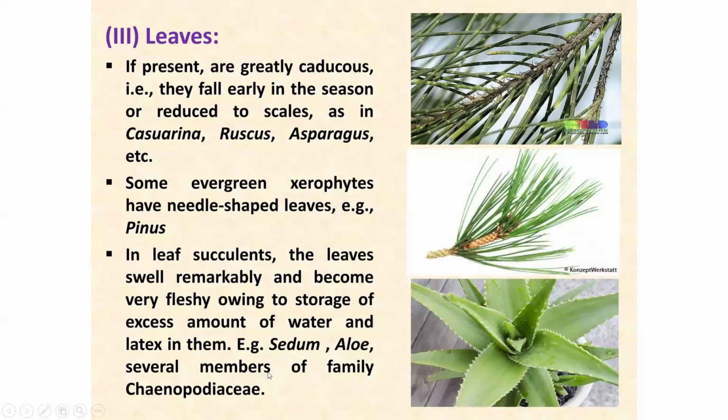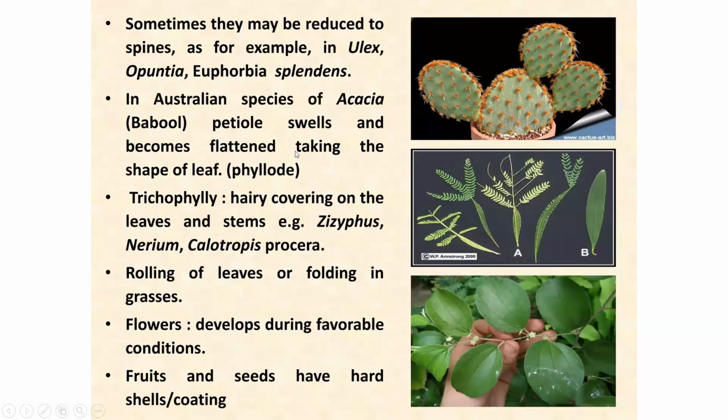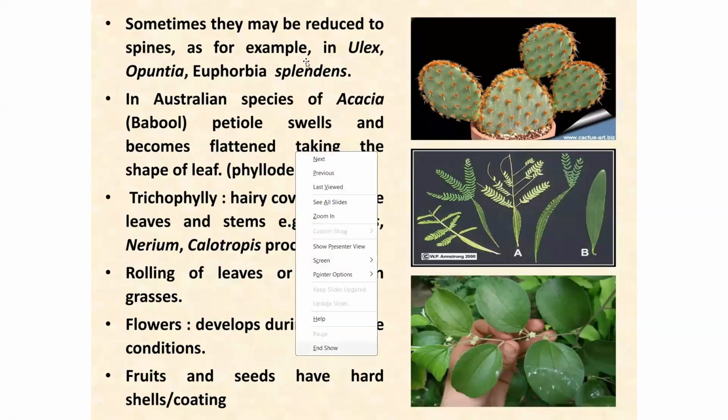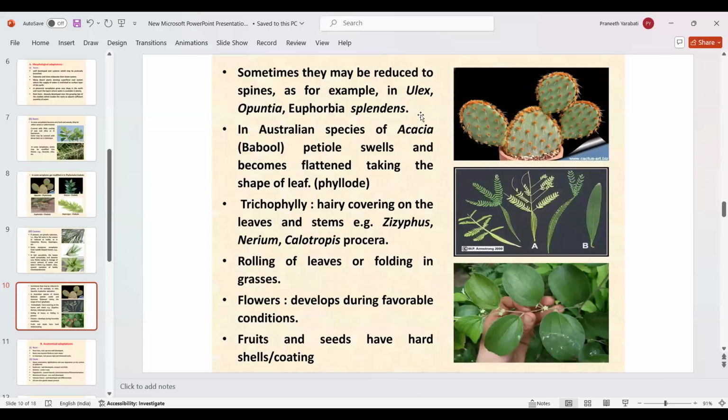Several members of the Chenopodiaceae too. In some, they mainly store water and latex. Sometimes the leaves may be reduced to spines, as in Ulex, Opuntia, Euphorbia, and splendens. In Australian species of Acacia, the petiole swells and becomes flattened, taking the shape of a leaf. This is phyllode. Phyllode means the petiole, that is the stalk of the leaf, is modified into a leaf-like structure.